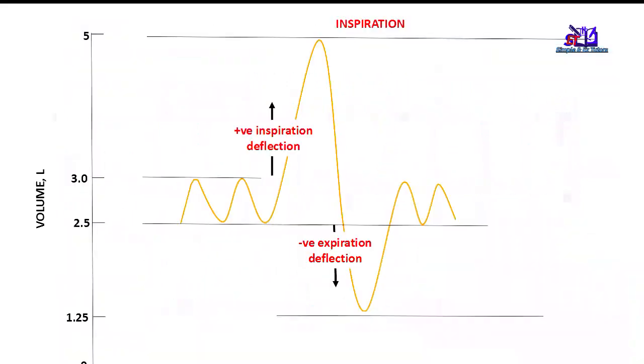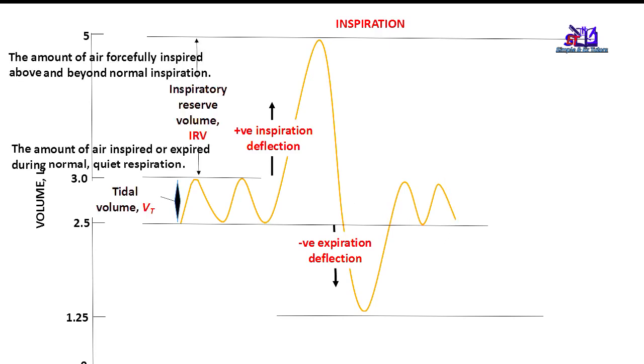Inspiration is a positive deflection from the zero line and expiration is a negative deflection from zero. We've got a positive inspiratory ventilation and a negative expiratory ventilation, breathing in and out in a cyclic manner. Among the lung volumes, the tidal volume is the amount of air inspired or expired during normal quiet respiration.